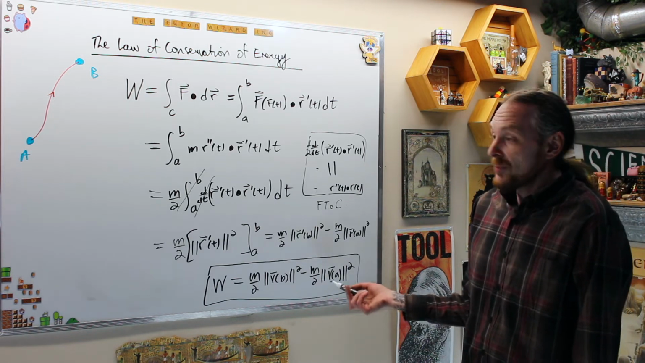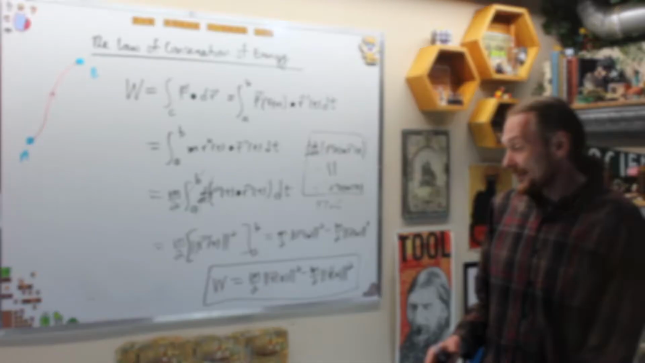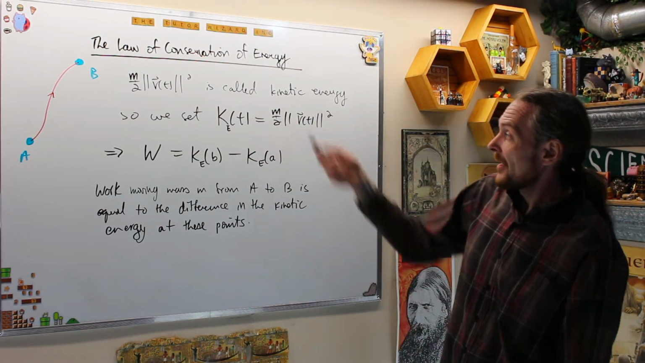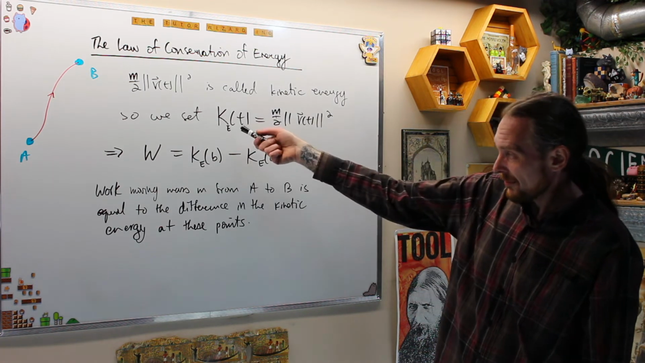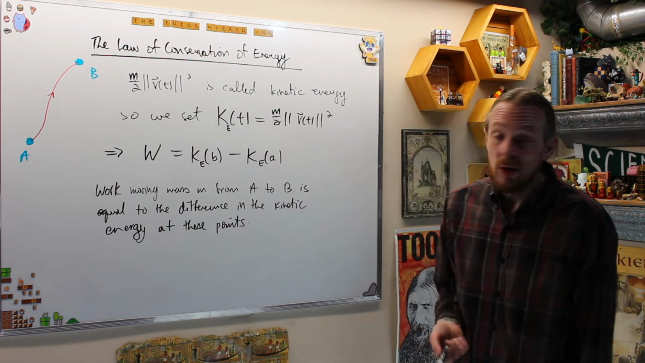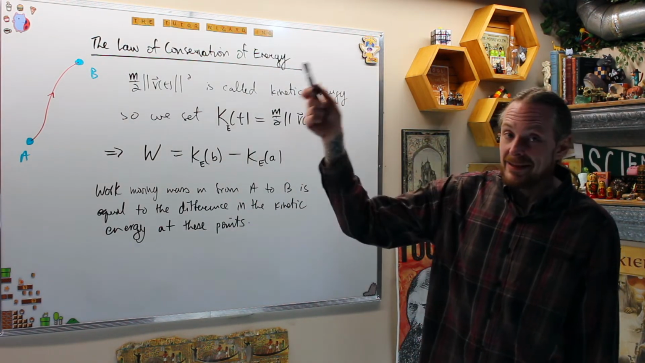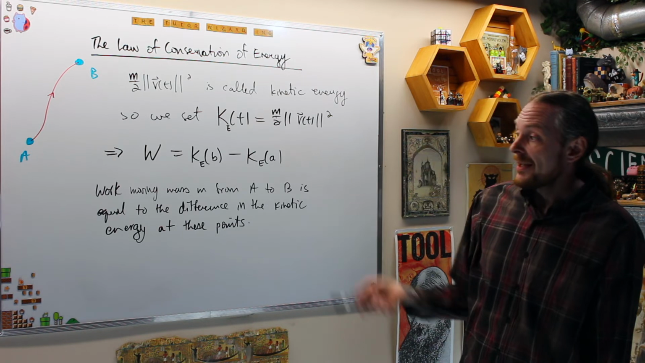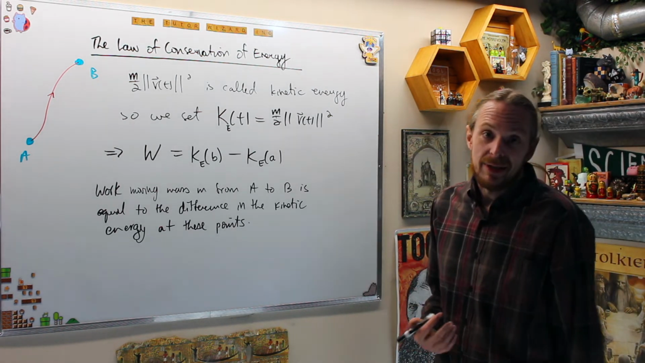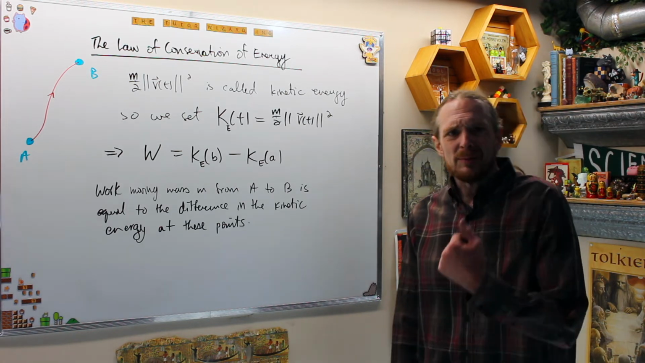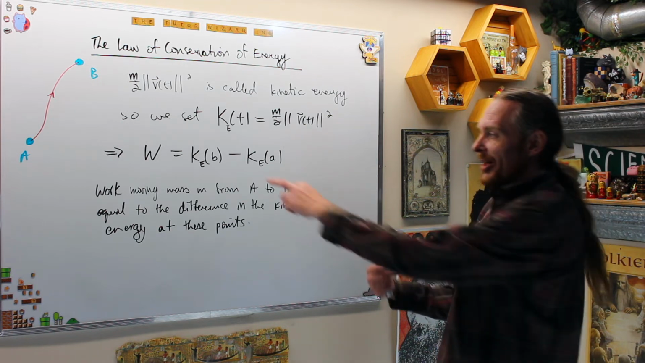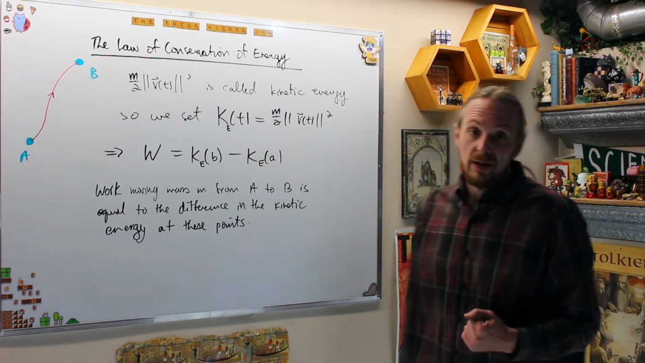If I phrase that this way, let's move that up and see what work is. This quantity, m over 2 norm of v squared, is called the kinetic energy. So we're going to let it be called KE(t). And what that says is we just derived that the work in a force field moving a mass m from point A to point B is equal to the difference in the kinetic energies at these points. Now what I'm going to do is derive the work in terms of potential energy, and then we can set those two equations equal to each other and get the law of conservation of energy.